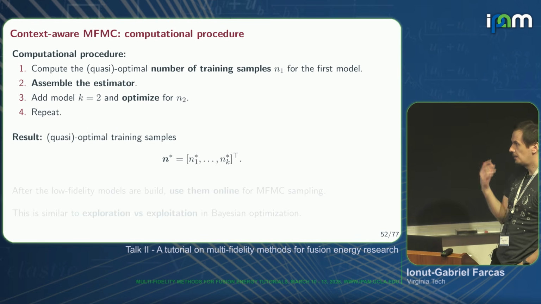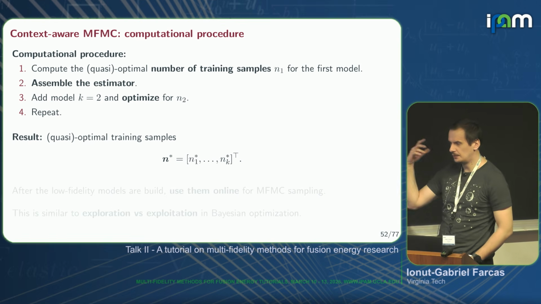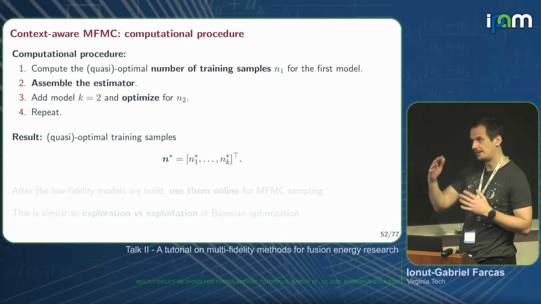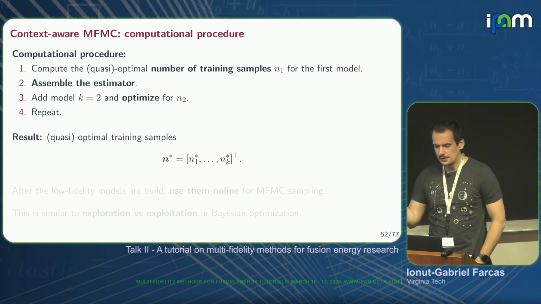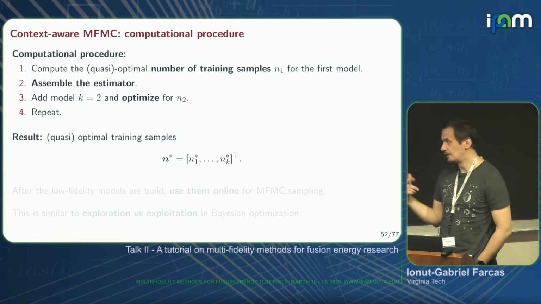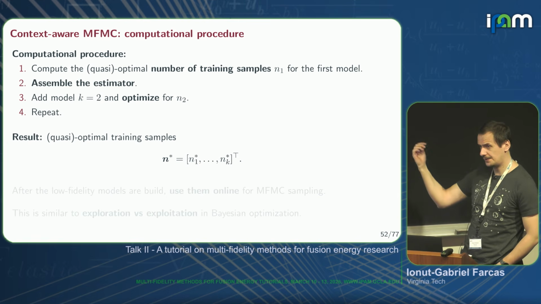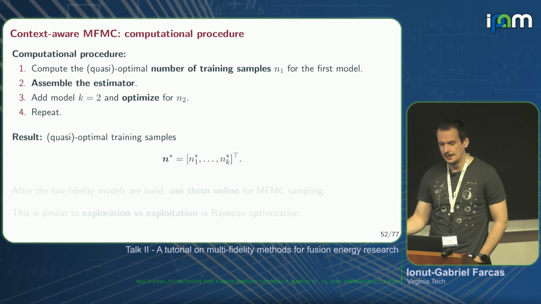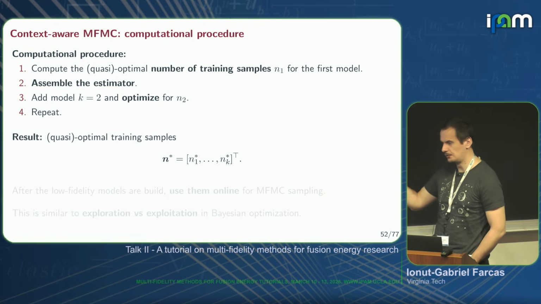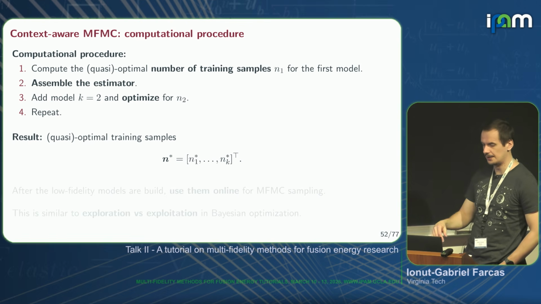All right, so what's the procedure for doing this? Assuming we have these rates, we form an upper bound, and we minimize that upper bound. We start with one model because, as we saw on the previous slide, we have this sequential structure. So we start by adding one model, then we find this quasi-optimal number of training samples for the first model. Why do I say quasi-optimal? Because it's with respect to an upper bound. Assemble the estimator, then the second model, optimize for that, and repeat up to the point where essentially you don't get further variance reduction.